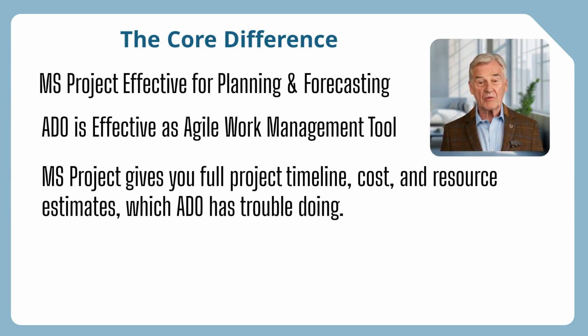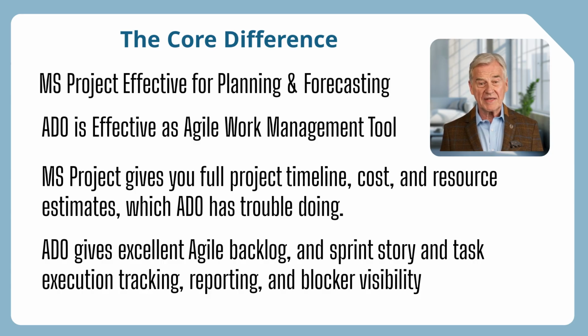MS Project gives you a full project Gantt timeline that forecasts the entire project, which ADO does not do. And MS Project can use such planning tools as critical path analysis, project staffing models, and cost-time forecasting. ADO gives us excellent Agile sprint planning, story, and task execution tracking, along with such reporting as team burn-downs, task burn-ups, and other performance metrics. ADO provides more visibility into blockers at the task level, since it's managing granular teamwork and work effort. In short, MS Project forecasts the outcome, whereas ADO is used to manage Agile work.